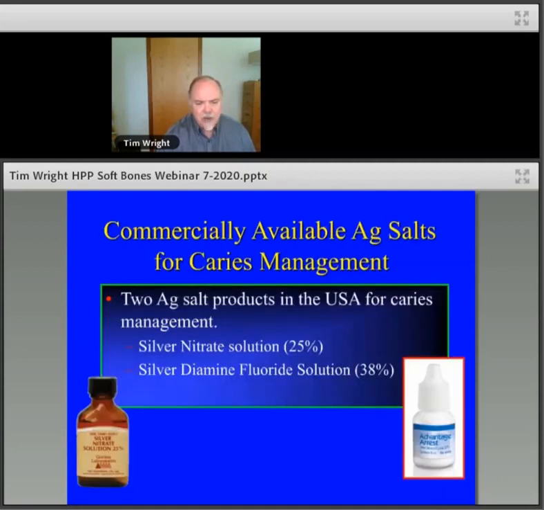So that's professional and more concentrated. These silver salts are on the market. Silver nitrate's been around forever. Silver diamine fluoride is the most concentrated fluoride that we have that you can paint on teeth, and it's used predominantly to stop a cavity. So if you have a cavity and it has started, you can put this on there and it'll stop it. It can be useful in adults.